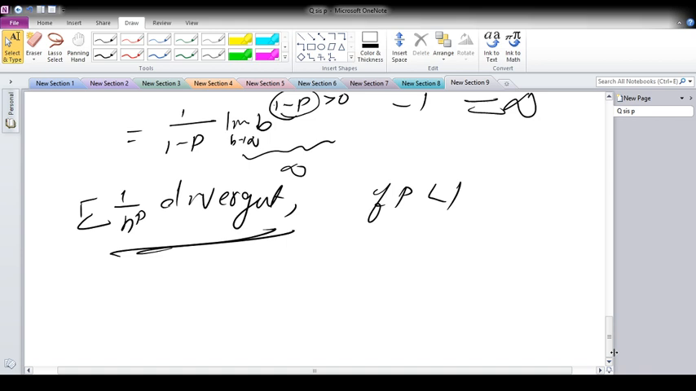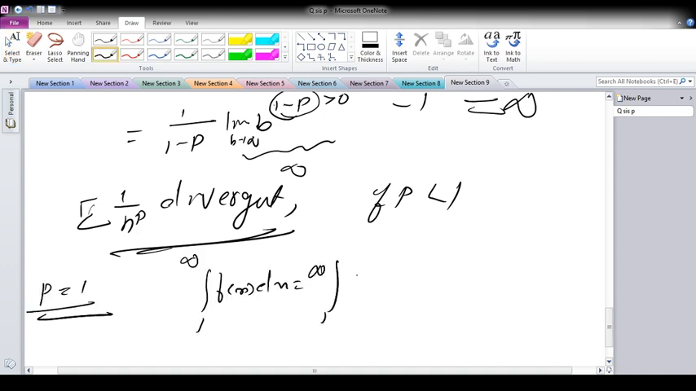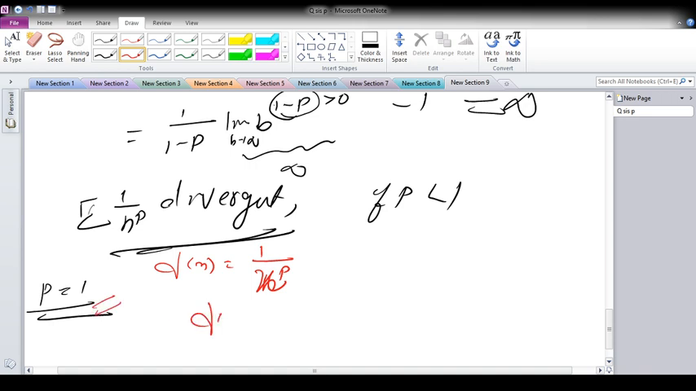Next we need to check p equal to 1. So we have the integral of f of x dx equal to integral 1 to infinity 1 by x power p dx... No, sorry, some mistake is here. In the case of p equal to 1, we know f of x equal to 1 by x power p. So in the case of p equal to 1, f of x equal to 1 by x.